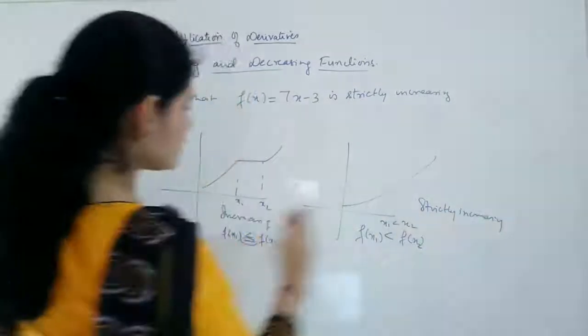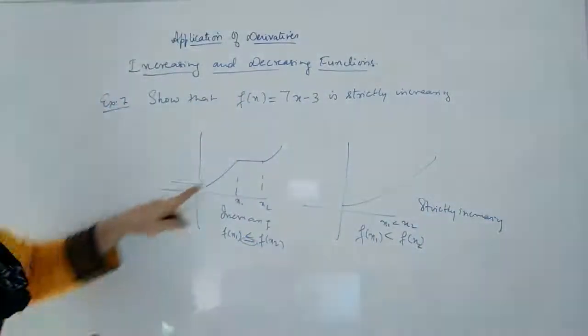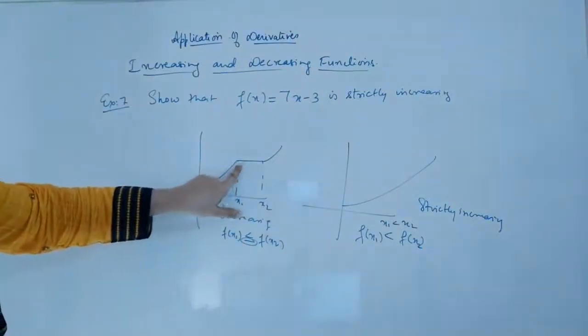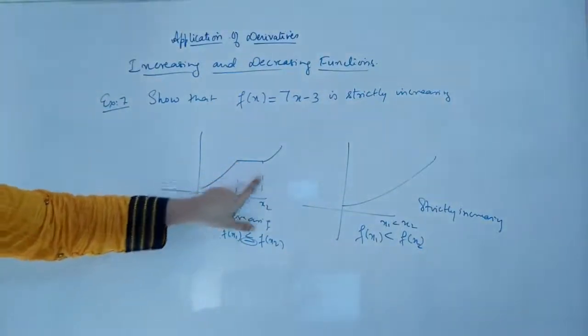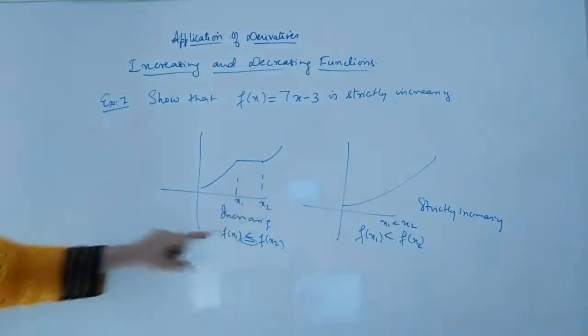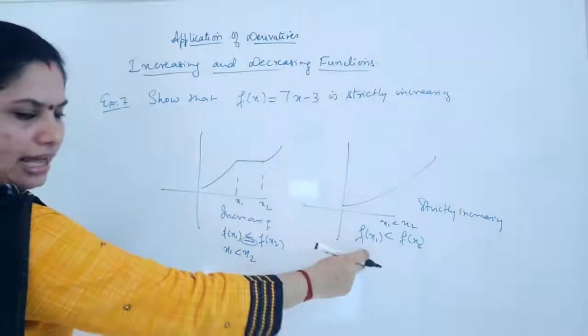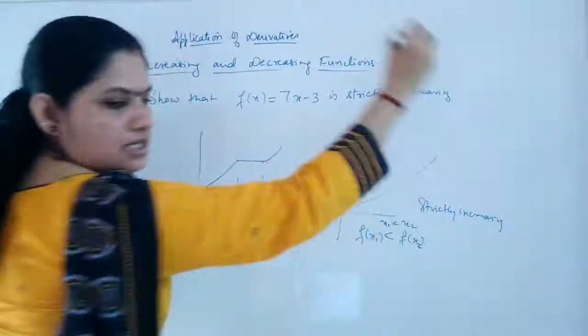Okay, got the difference between increasing and strictly increasing? In this part, you can have the equal to sign also. That means it can go like this. Then the function value is the same for both the values x1 and x2, where x1 was less than x2. But for strictly increasing, you cannot have that equal to sign. It will be just increasing.